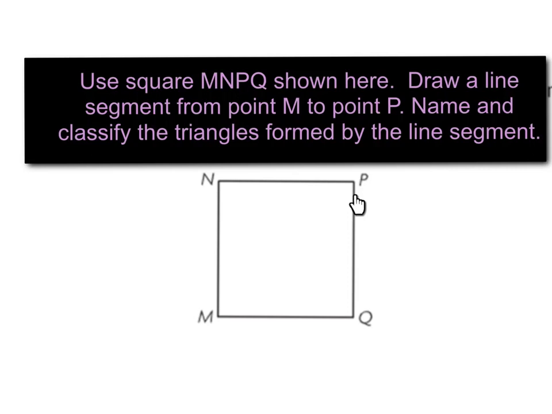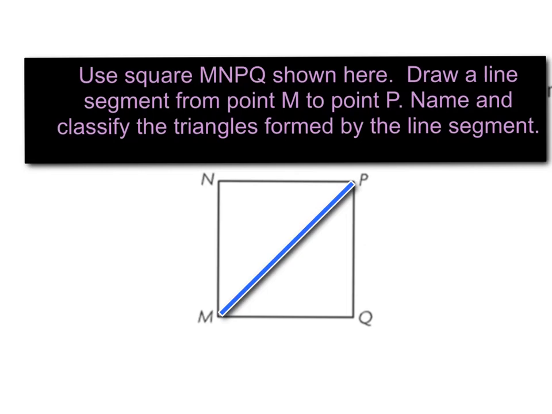So go ahead and pause the video, draw a square, label the 4 corners or the 4 vertices, and then draw a line diagonally from vertex M to vertex P. And then I want you to tell me, what are those 2 triangles that you see hidden inside this square? Please press pause right now.